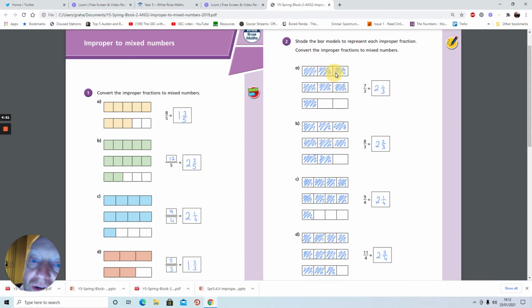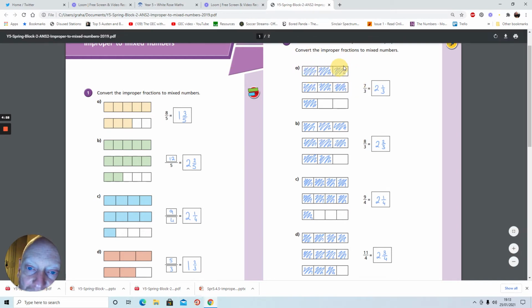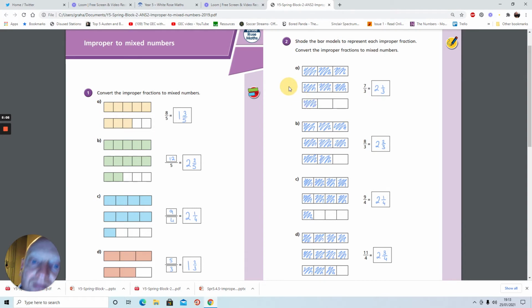But it's asking you to shade the model in to show that you really understand. So you need to shade in 7 parts. So you can see 1, 2, 3, 4, 5, 6, 7 have been shaded in here, 7 thirds. And so we can see there's 2 complete shapes shaded, 2 complete thirds shaded, and there's 1 third left. So it's 2 whole and 1 third left. Okay, 2 whole and 1 third.